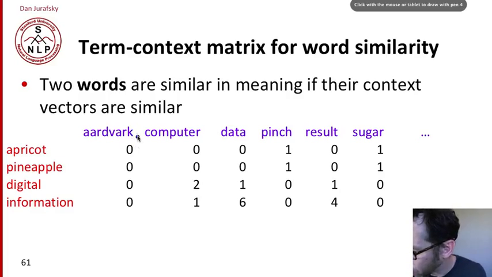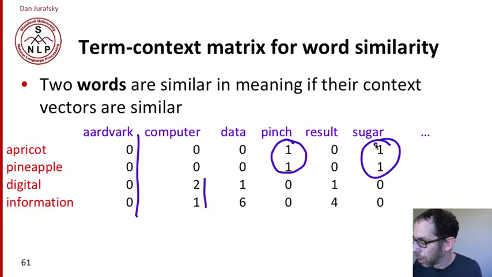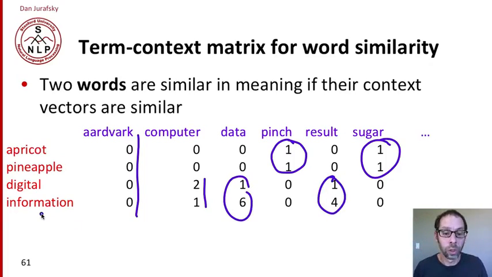They don't ever appear with the word aardvark, but the words digital and information have the word computer within the 10 words of them, twice for digital and once for information. Or the word pinch occurs with apricot and pineapple, and the word sugar occurs with them, whereas the word data and the word result tend to occur with the word digital and the word information.